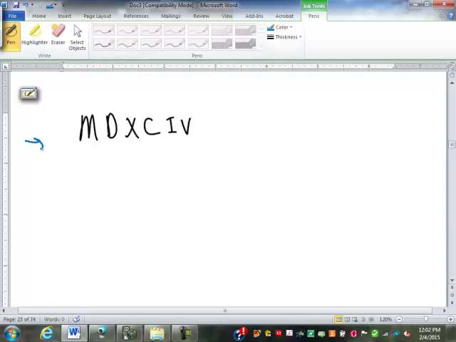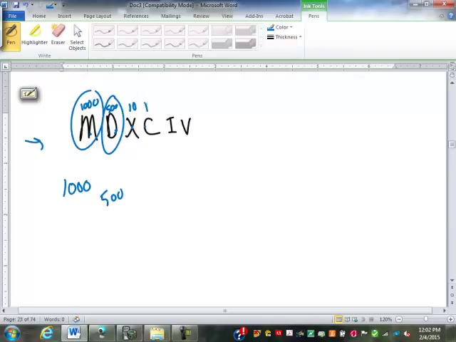Start left to right. Here's an M. That's 1,000. The next symbol is a D, which is 500. So we're okay. That 1,000 is followed by a smaller symbol, so that's just 1,000. Now we have the D is 500, X is 10, so that's okay. The D is followed by a smaller symbol, so that's just 500.